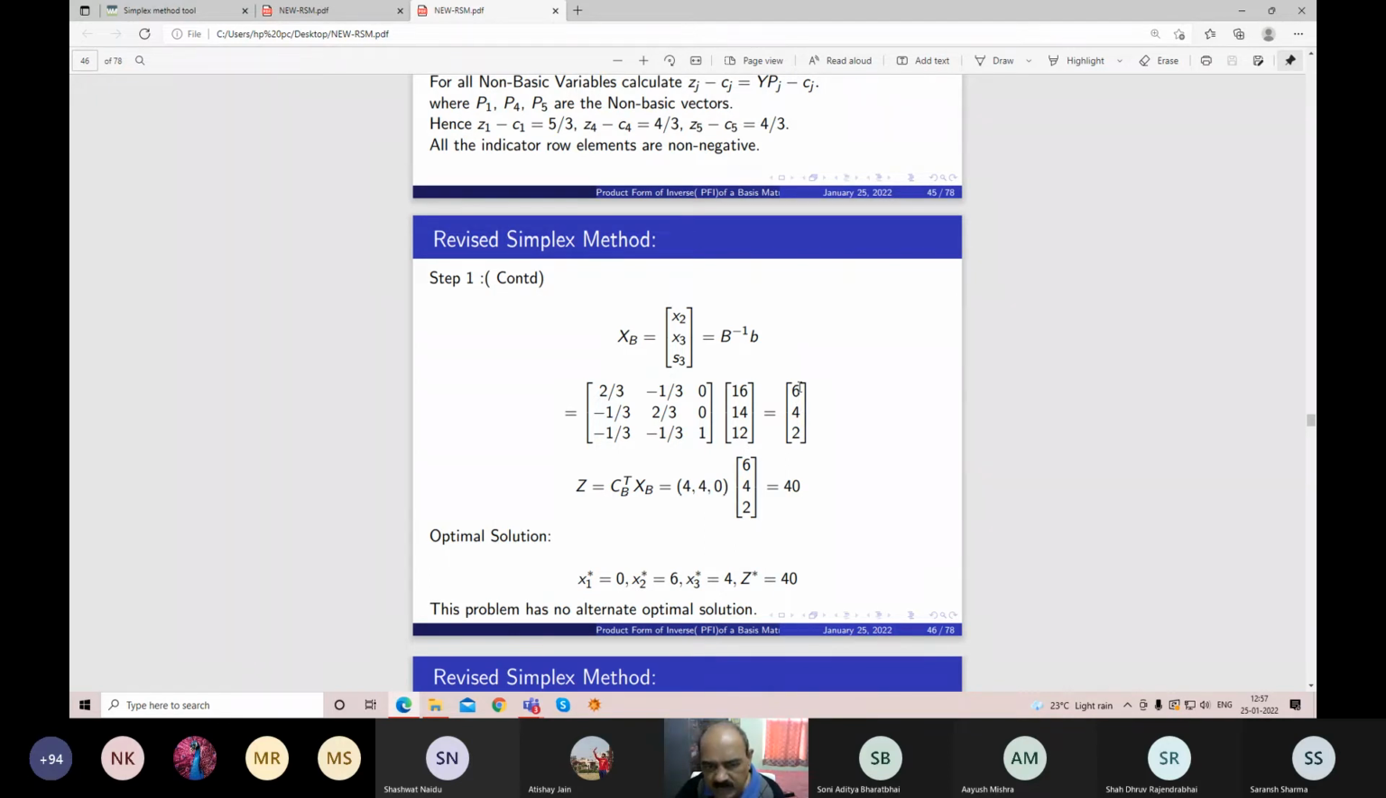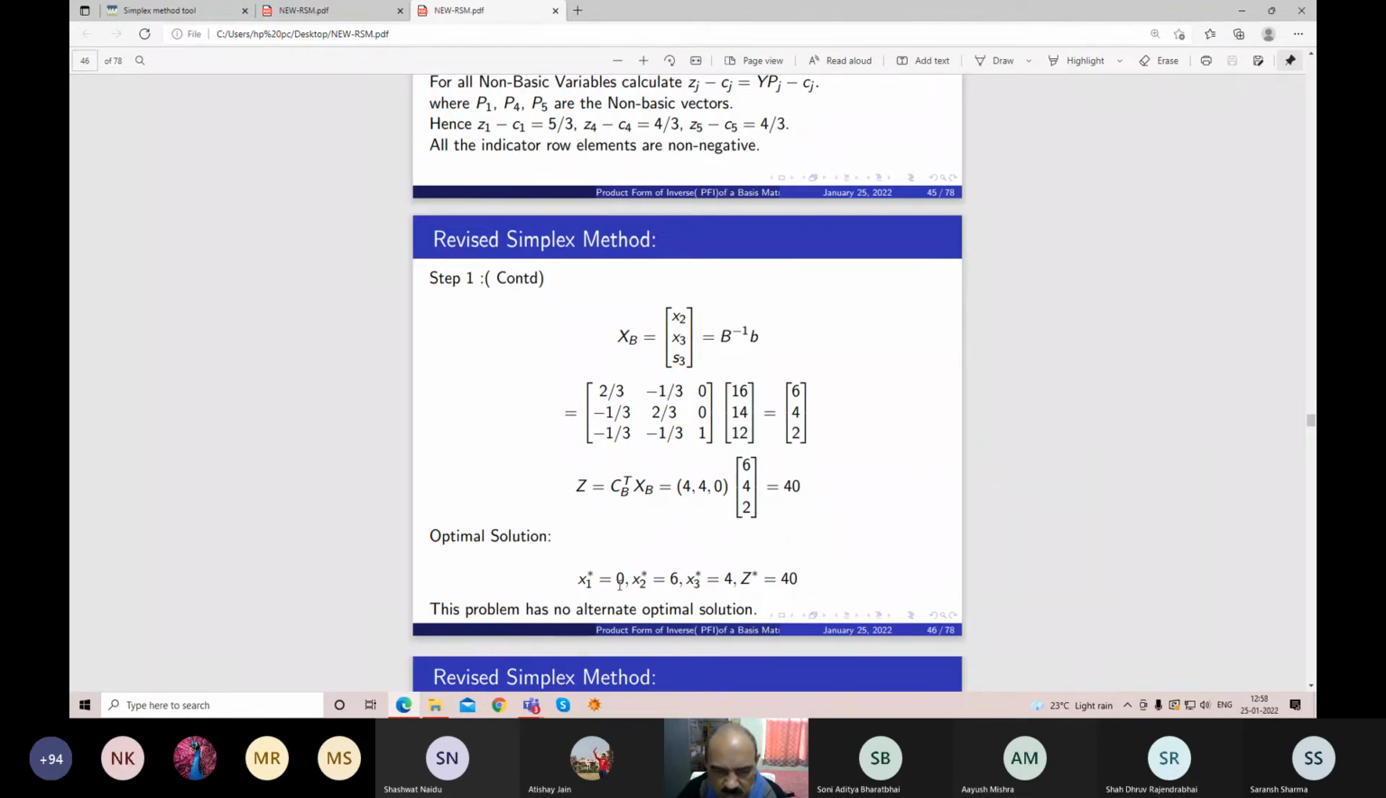What is 6? Value of X2 equal to 6. Value of X3 equal to 4. Value of S3 equal to 2. What is Z? Z is the value of the objective function. That is CB transpose into XB. What is CB? 4, 4, 0. And what is XB? XB is 6, 4, 2. This 2 is for S3. So as a result, if you multiply, this answer comes as 40.